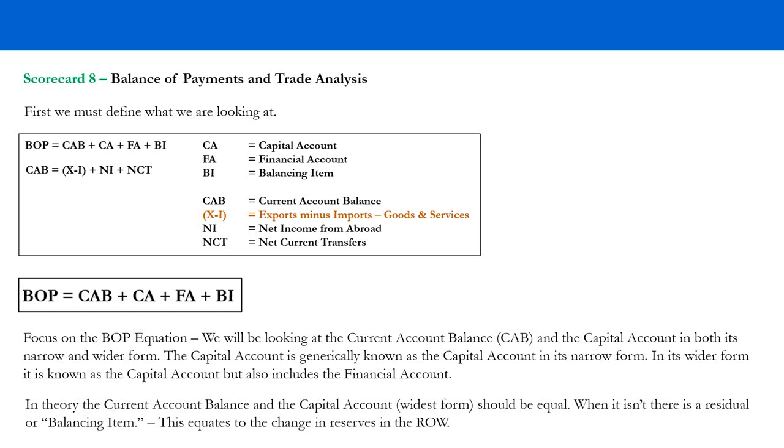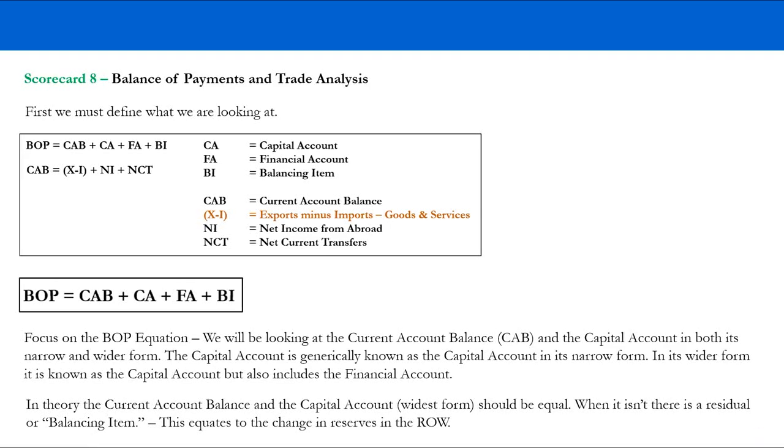And in theory, the current account balance, the CAB, and the capital account in its widest form, the CA, including the financial account, should equal each other. And when it doesn't equal, there's a residual or a balancing item. And this balancing item is the change in reserves, so the change in currency reserves in the rest of the world. Okay, so let's start looking at this pictorially to try and get a basis of understanding and build this analysis out.